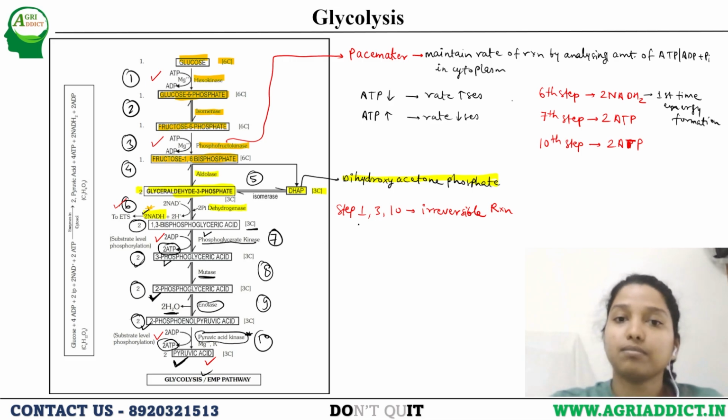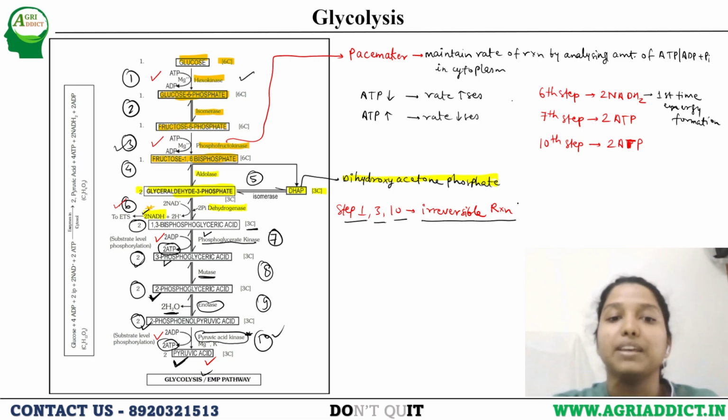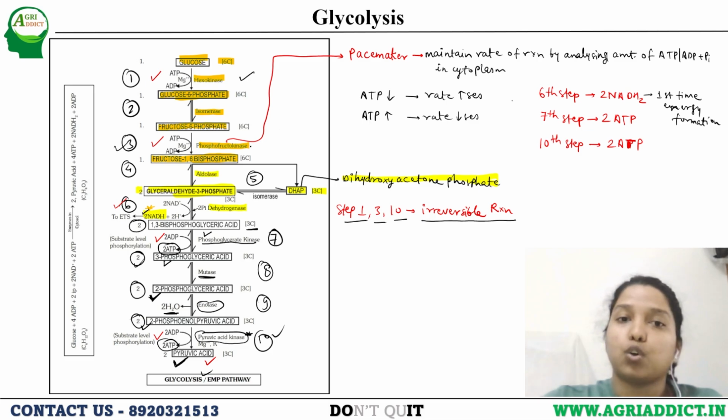Here it is written that steps 1, 3 and 10 are irreversible reactions, meaning they cannot reverse. They cannot go back. It is a forward reaction only. And now comes this fructokinase enzyme. This enzyme is known as pacemaker. Why are we calling it that?